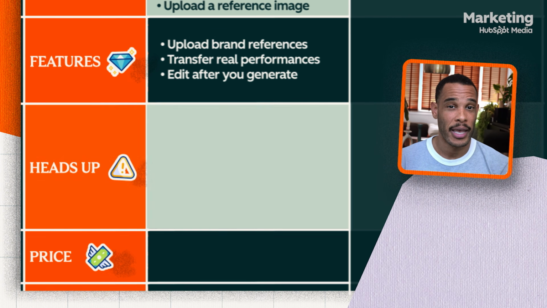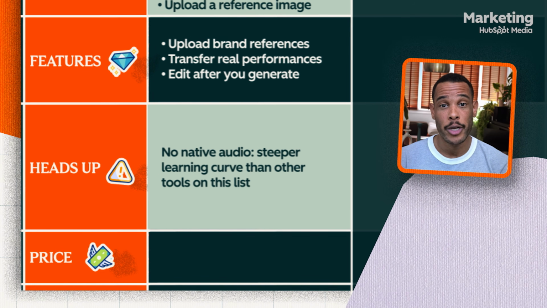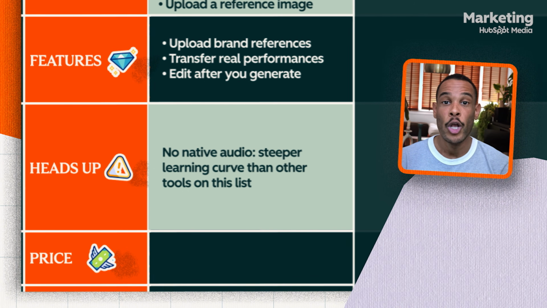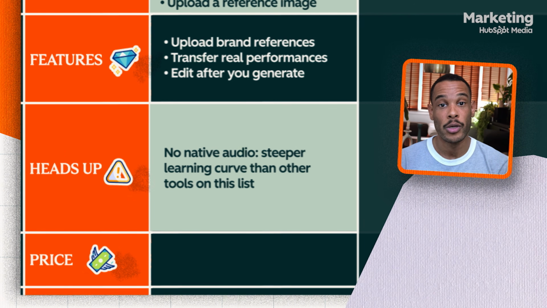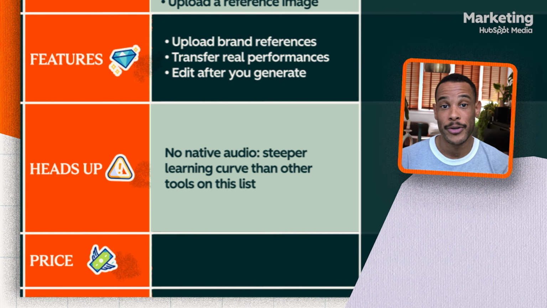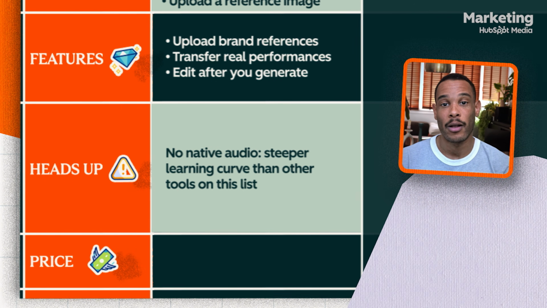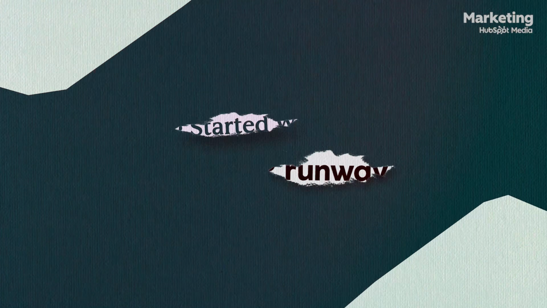One thing to know going in: Runway does not generate audio natively alongside the video the way Veo, Sora, and Kling do. It has a separate text-to-speech tool, but the audio and video are not produced in one pass, so plan to handle audio separately in your editor.